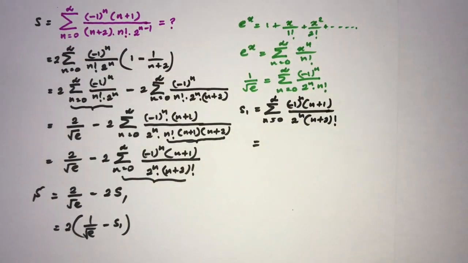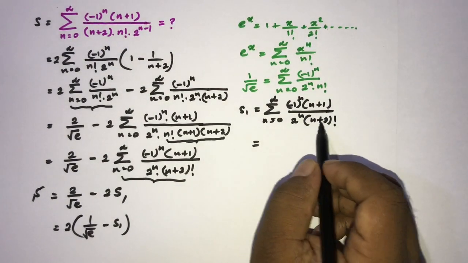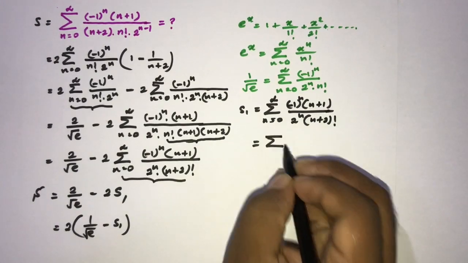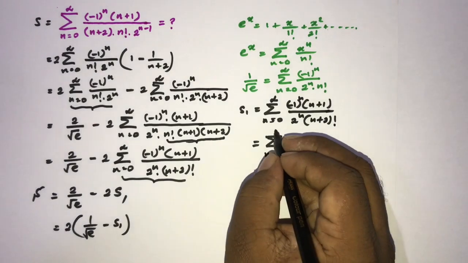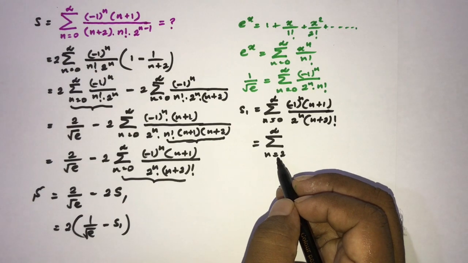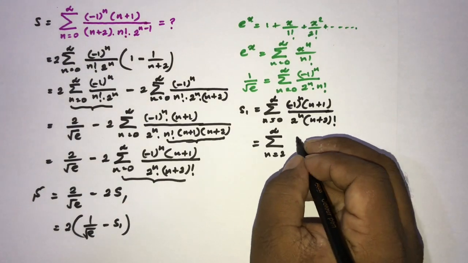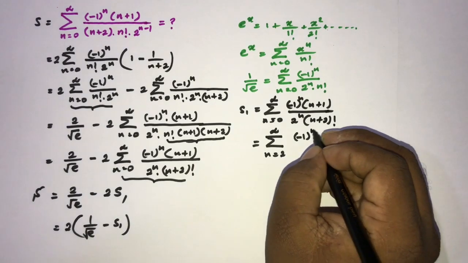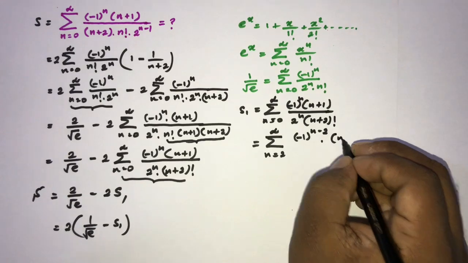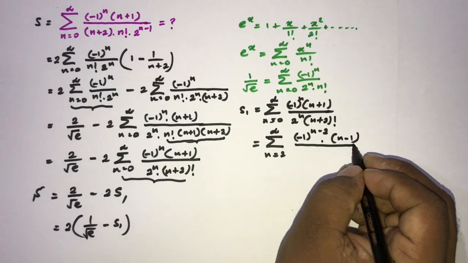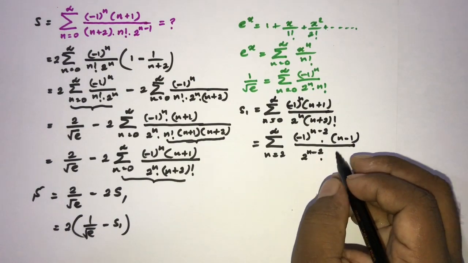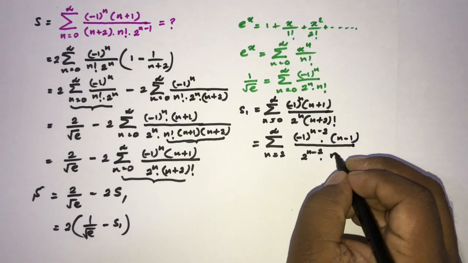Now I need to change the denominator to look like n factorial. So here we can take n equal to 2 to infinity. Here 0, here 2. So we should plug in n minus 2 for n. So we can write here minus 1 to the n minus 2. Here n plus 1 minus 2, we know n minus 1, and here 2 raised to the n minus 2 times here n plus 2 minus 2, we know n factorial.